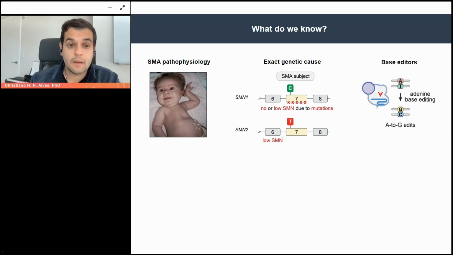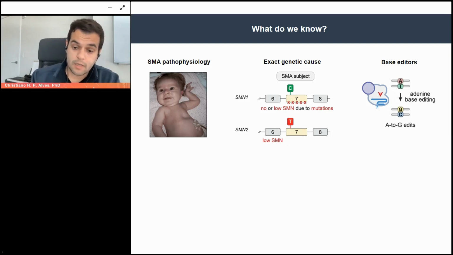And thanks to the gene editing community, now we have tools, especially the ones I'll be talking about today, which are base editors, introduced later during the talk, that could potentially fix those mistakes. So the pitch here is pretty simple. Can we use these base editors to fix the genetic mistake, and then improve the clinical outcomes in this disease?